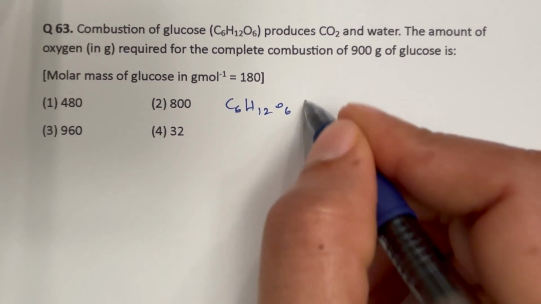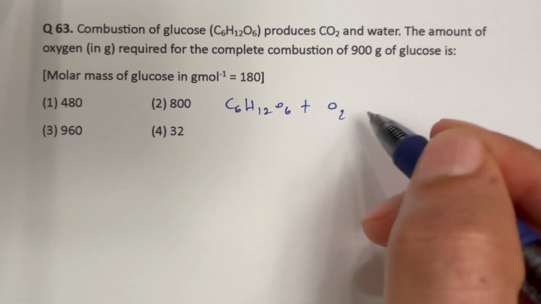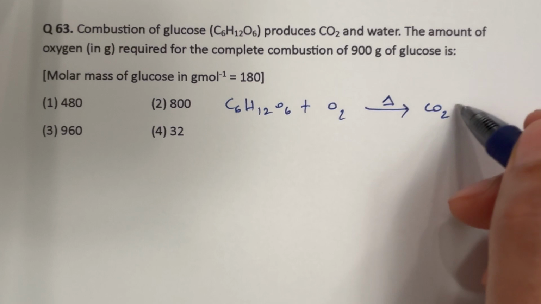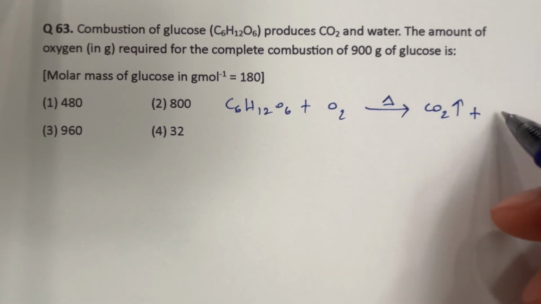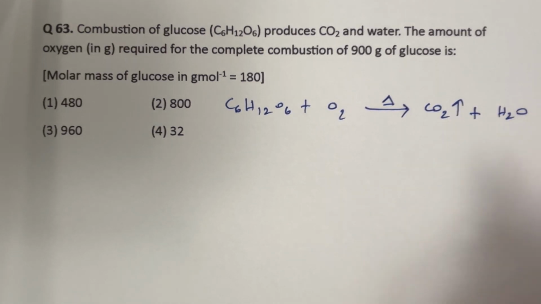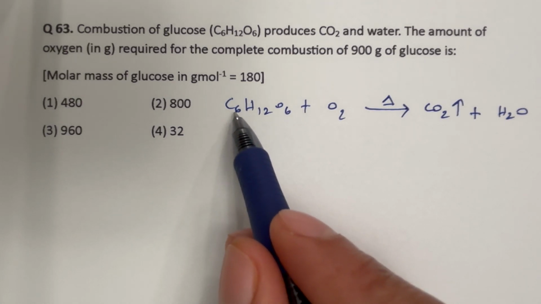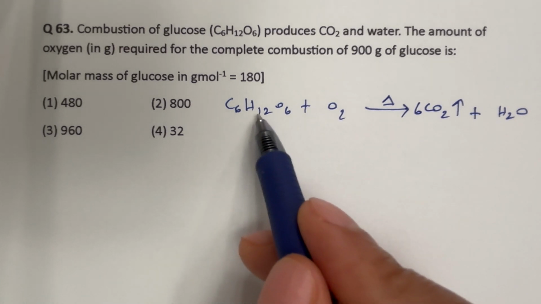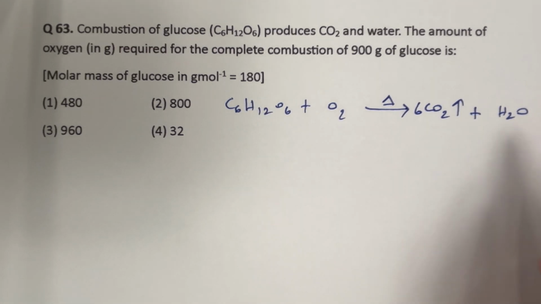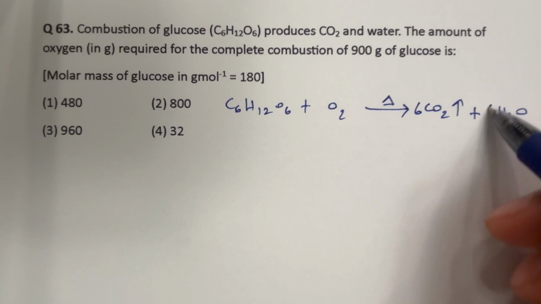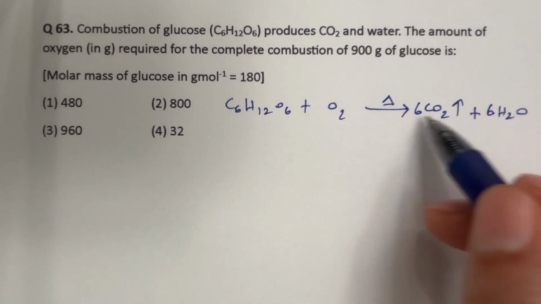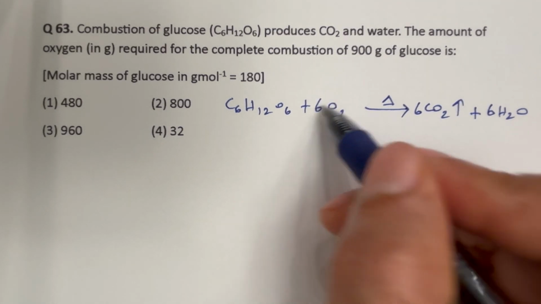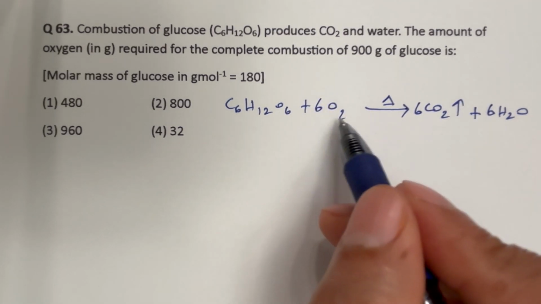Glucose undergoing combustion with oxygen, and that would give us CO2 and water. We have 6 carbon atoms on the reactant side, and therefore let us put 6 here. We have 12 hydrogen atoms, and therefore let us put 6 here as well. We have 18 oxygen atoms now. Therefore, if we put 6 here, then the equation will be balanced.